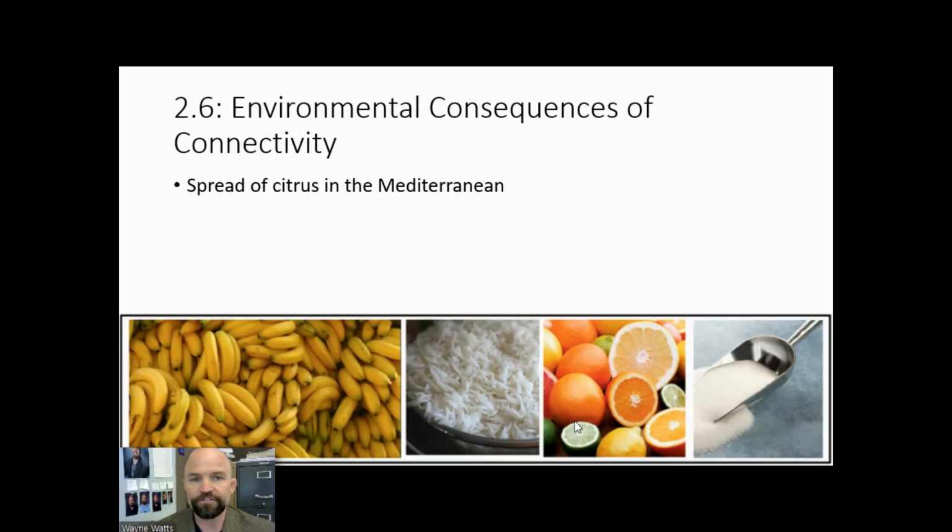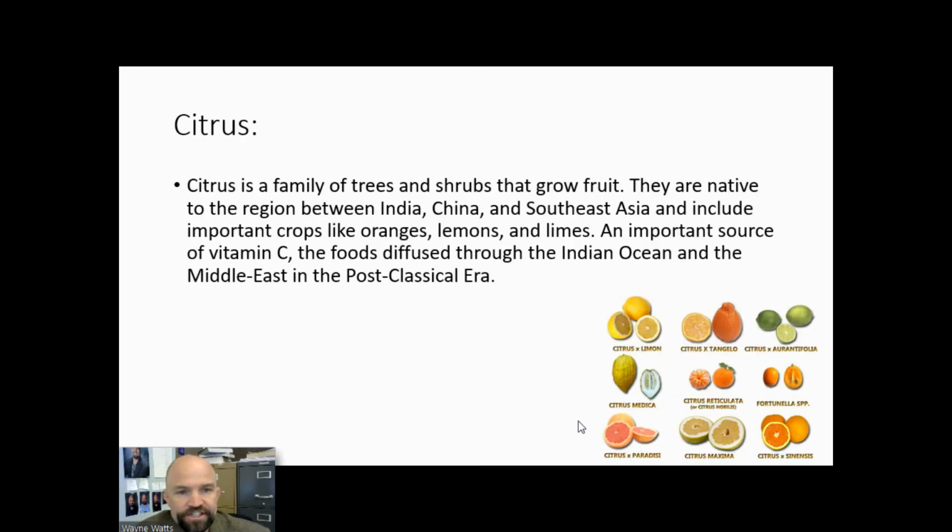Next is spread of the citrus fruits inside the Mediterranean. Citrus is a family of trees and shrubs that grow fruit. They are native to the region between India, China, and Southeast Asia. Again, that same sort of Southeast Asian jungle area where a lot of fruits have their origin. And they include important crops like oranges, lemons, and limes.